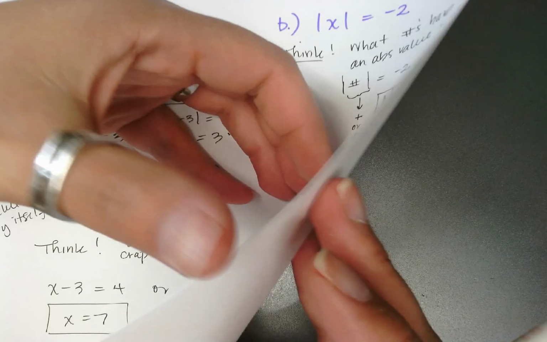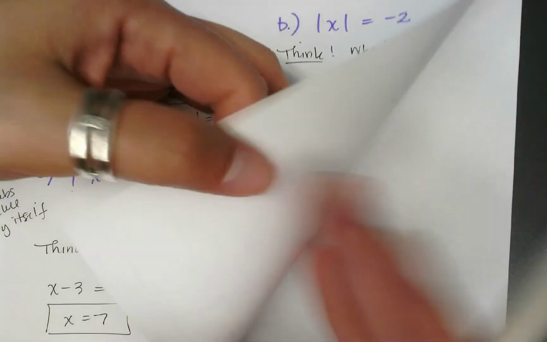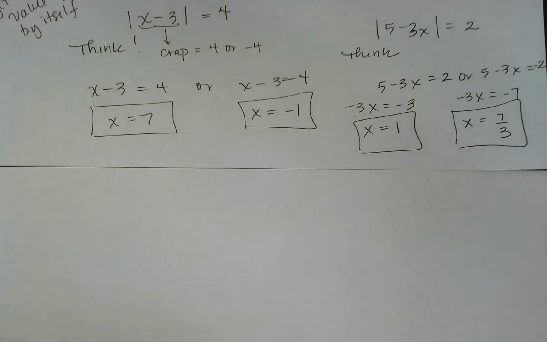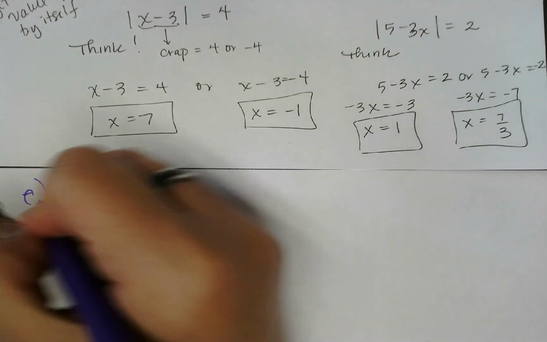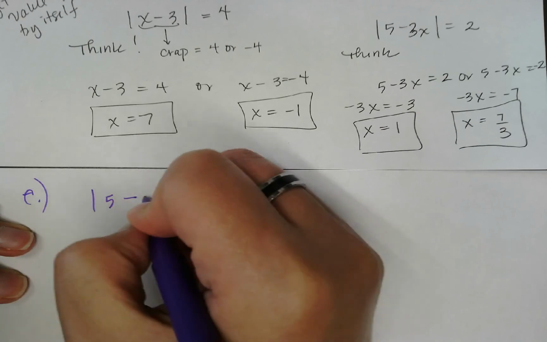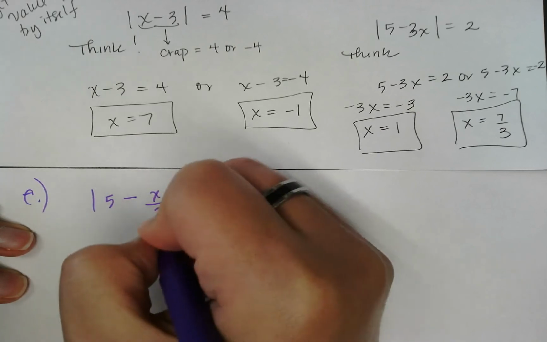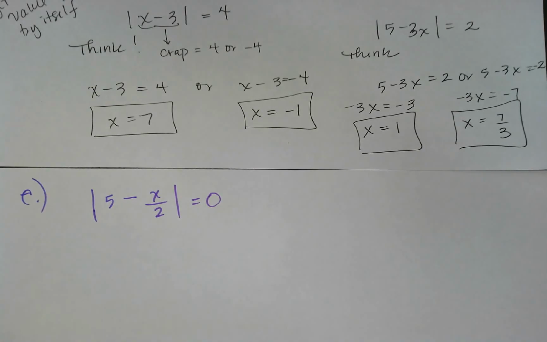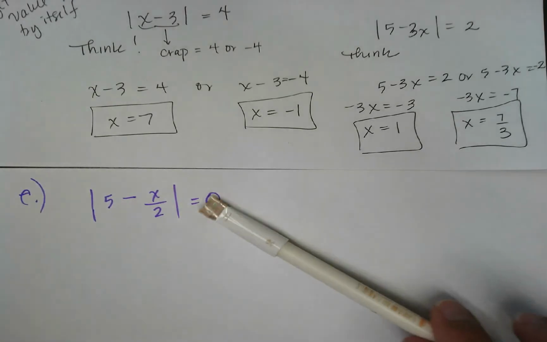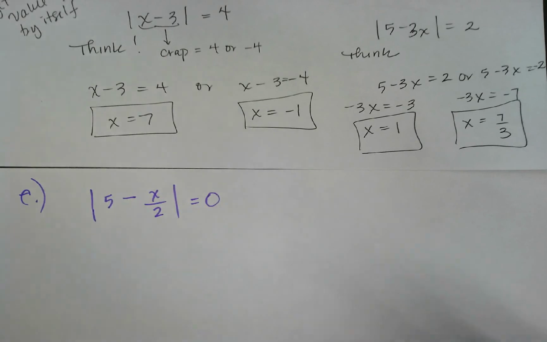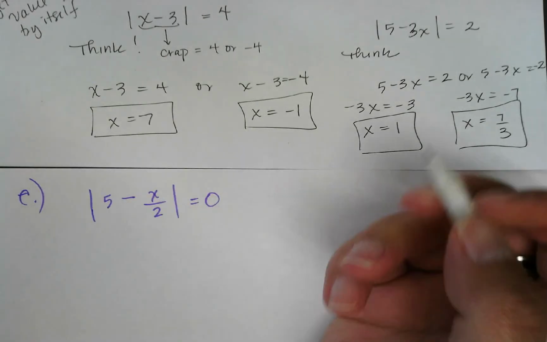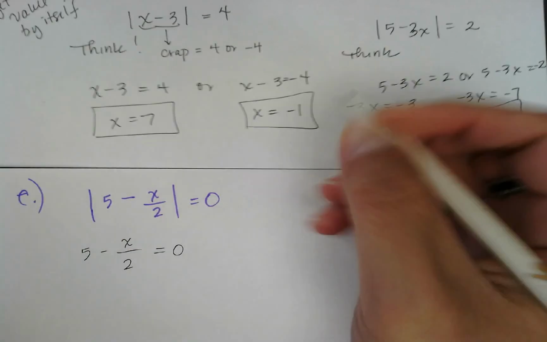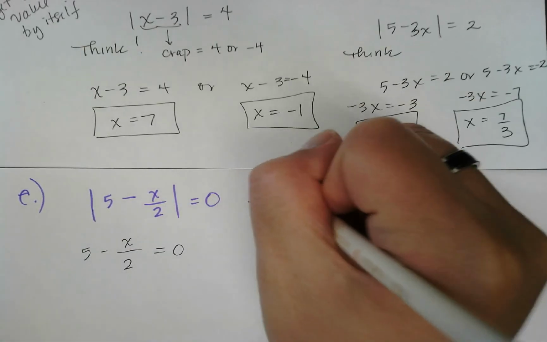Call this A, B, C, D, E. Absolute value of 5 minus x over 2, I don't know, make it a little fancy, equals 0. So the absolute value is by itself, okay? It said I can't equal negatives. I can equal 0, but 0 isn't positive or negative, so you're not going to have two solutions here, you're only going to have one, okay? There's no negative 0. It's not positive or negative, it's neutral. So you're going to have one solution.